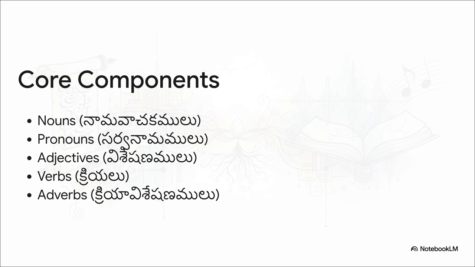And if you look here, the main players are pretty universal. You've got your nouns for naming things, pronouns to take their place, adjectives to describe them, verbs for all the action, and adverbs to add more detail to that action. I mean, these are the fundamental building blocks for making sentences in pretty much any language on Earth.